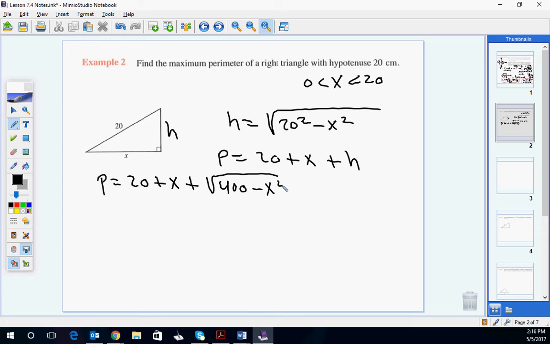And now we want to take the derivative of that. We're maximizing, right? So P prime: the derivative of 20 is gone, x gives 1, plus 1/2. I'll keep it with the exponents for now, but I'll move it down in a second. But we also have to do the derivative of the inside, which would be negative 2x.